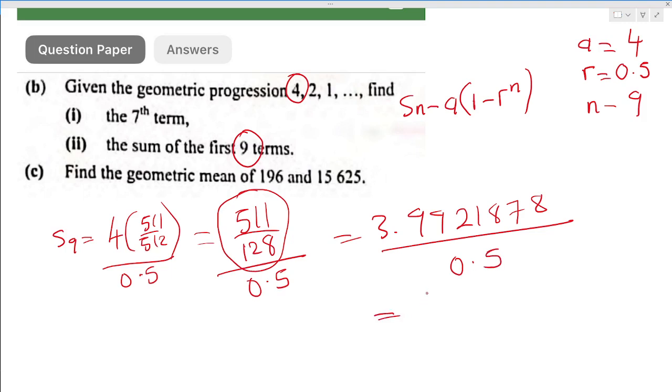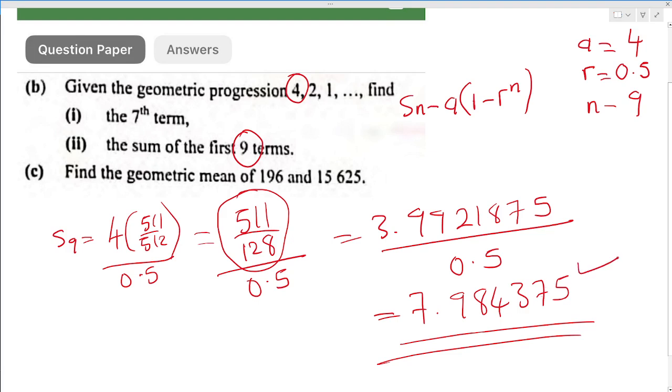Okay, 3.992187875. Always confirm your values, please. Don't want you to lose these marks. 875. Okay, so I'll simply say divided by 0.5 gives me another fraction, which when I convert to a decimal becomes 7.984375. So this would be our final answer. So this is also correct compared to that fraction we earlier found.